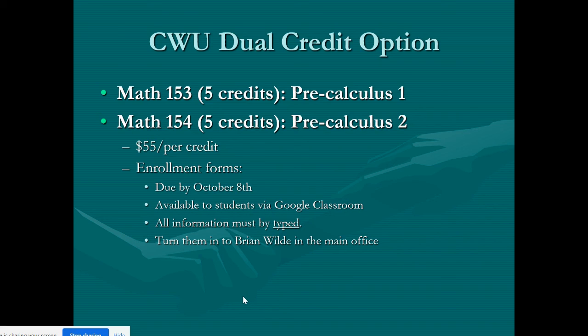The cost associated is $55 per credit. The enrollment forms have a little typo there, I apologize. They're due by October 4th, not October 8th. And I have posted those forms on Google Classroom. All information they want to have typed on that form, and then you would turn them in to Brian Wild in the main office.